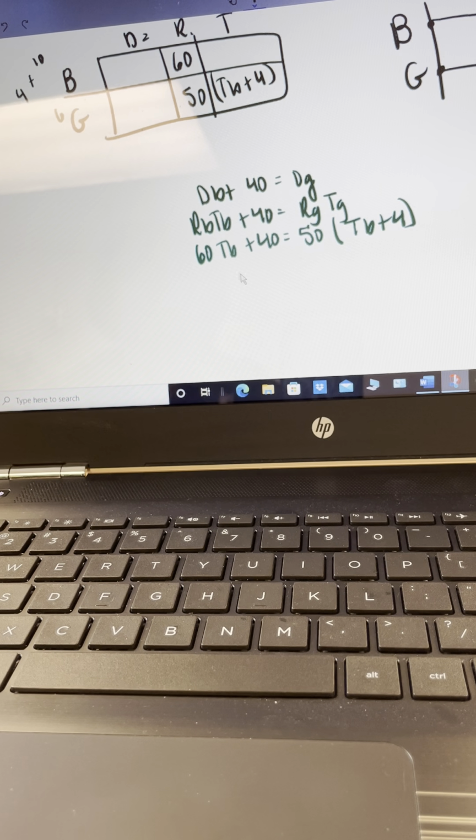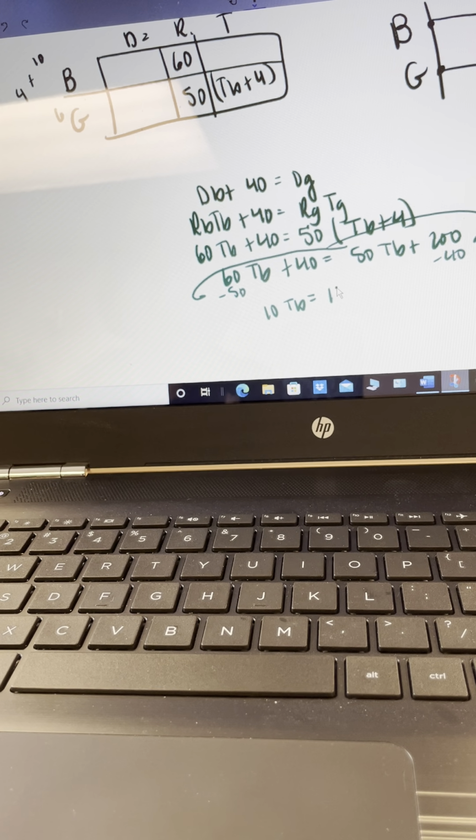Tell me what to do now. You distribute 50. Now what? You combine 60 and 50. Okay, I'm going to bring this 50 TB over. So what do I get? 10 TB. And I'm going to move that 40 over. And what do I get? 160. So what's TB? 16.